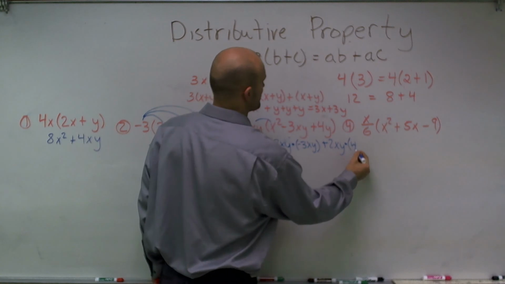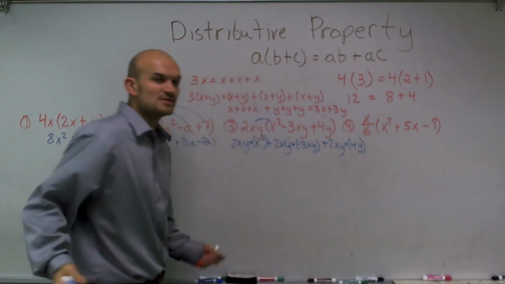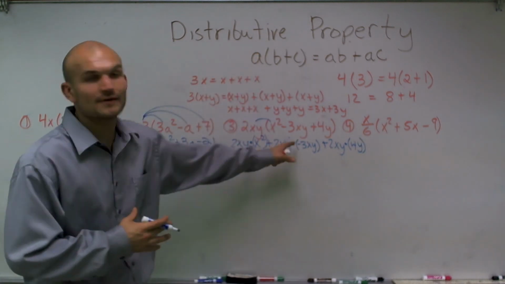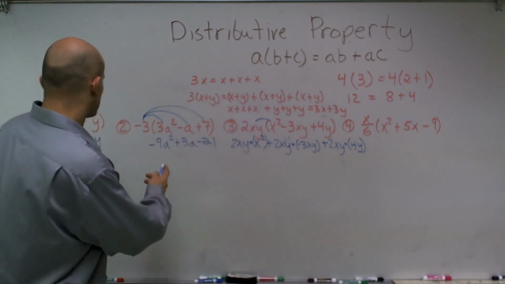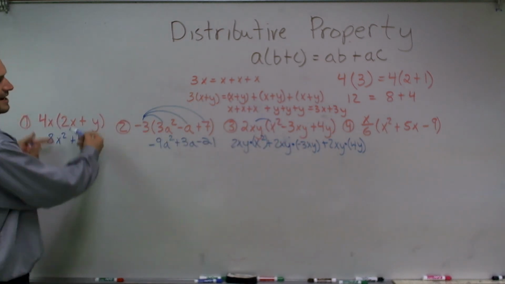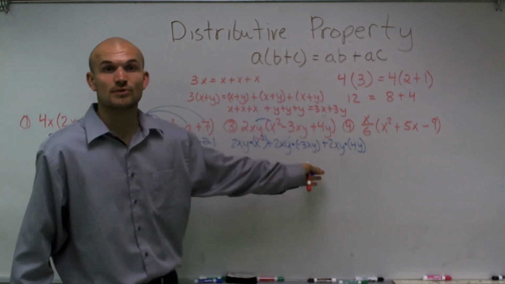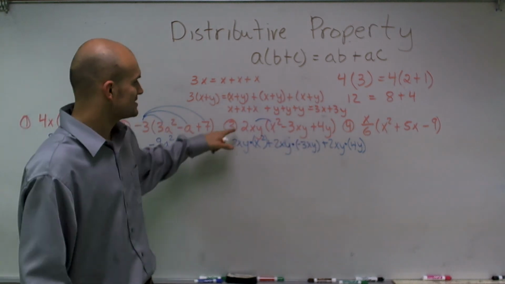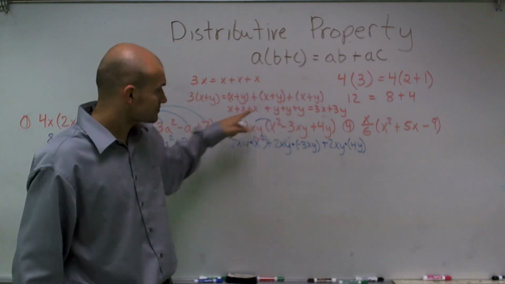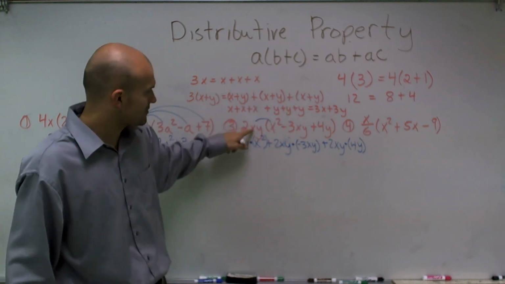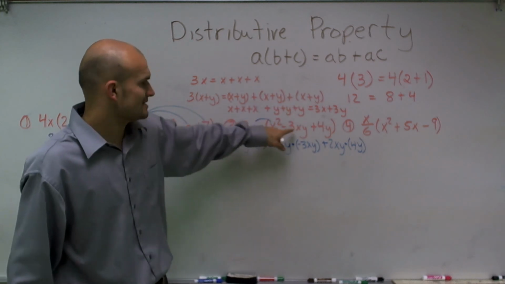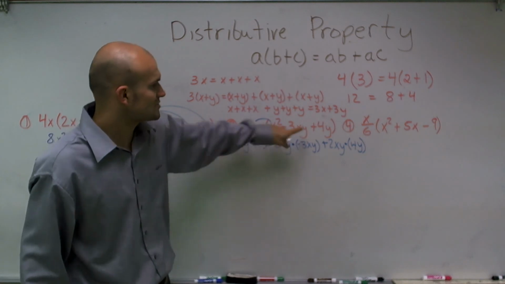times a 4y. Now, the reason I did this is just to show you a different way of doing the distributive property. These were fairly simple, and I can do these in my head. However, it might be helpful for you to write out the multiplication of the problem so you can see what you're multiplying each number by. So 2xy times x squared, 2xy times negative 3xy, and 2xy times 4y.